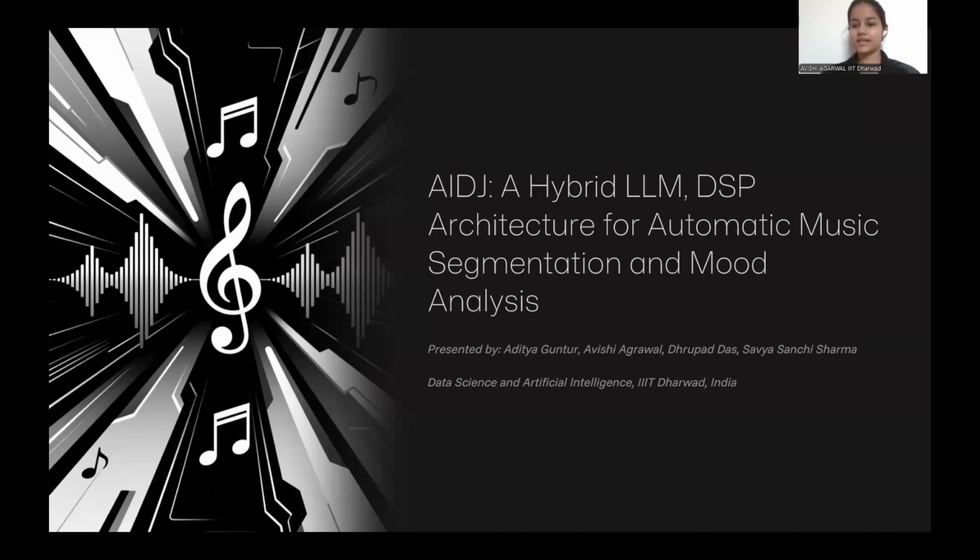Greetings. Our project name is AI-DJ, which is a hybrid LLM DSP architecture for automatic music segmentation and mood analysis. And our team is Aditi Guntur, Mia Vishi Agrawal, Rupat Das, and Sabyasachi Sharma.